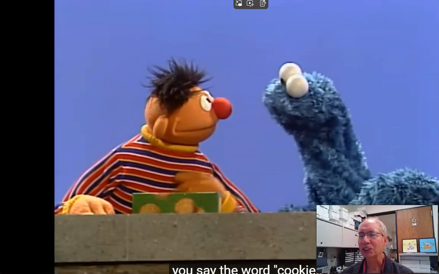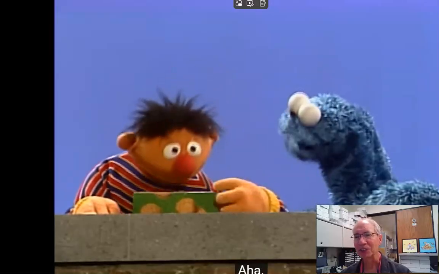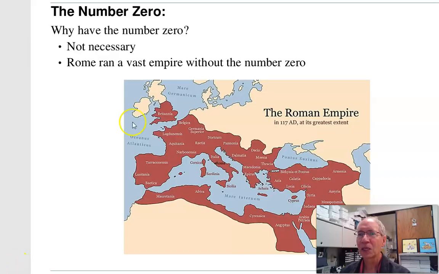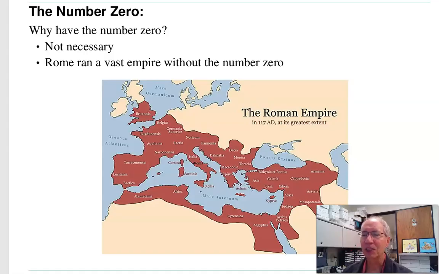Here Ernie is showing Cookie Monster that there are 0 cookies in the box. This, of course, causes great confusion as to what do you mean 0 cookies? Well, 0 is a weird number. Why do you have the number 0?